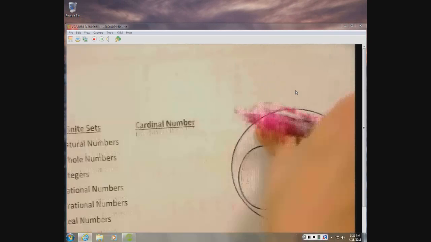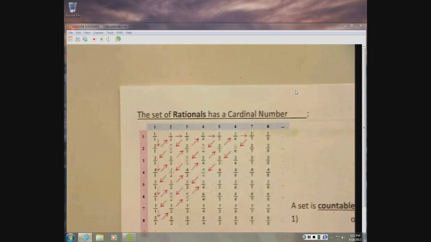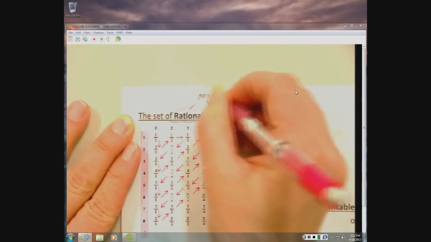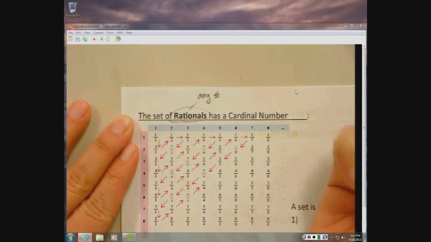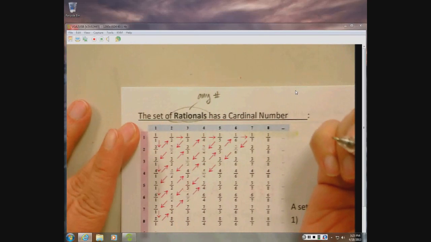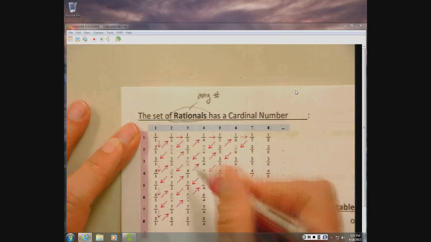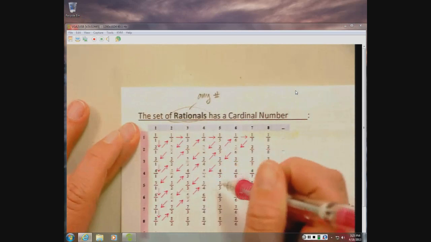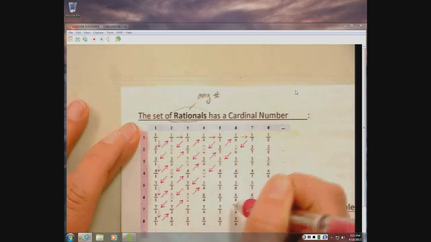We're going to talk about the set of rationals. So remember, the set of rationals, those are any numbers that can be written as a fraction, a repeating decimal, or a terminating decimal. In fact, all repeating decimals and terminating decimals can be represented as a fraction or a rational number.